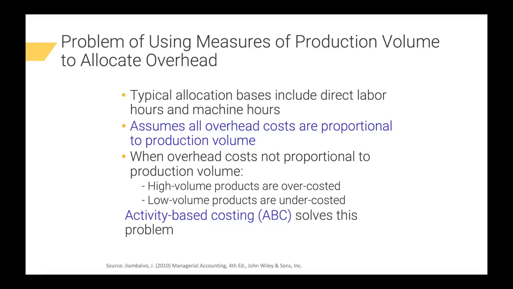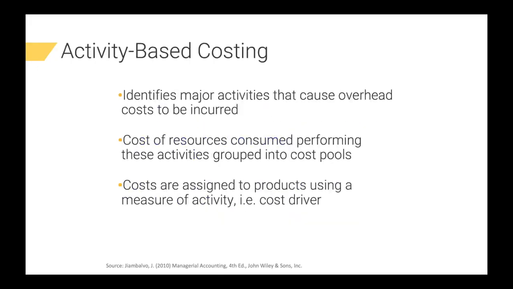1. High volume products are overcosted, or 2. Low volume products are undercosted. However, activity-based costing solves this problem. Activity-based costing identifies major activities that cause overhead costs to be incurred. Costs of resources from performing these activities are grouped into cost pools. Costs are assigned to products using a measure of activity, otherwise known as a cost driver.